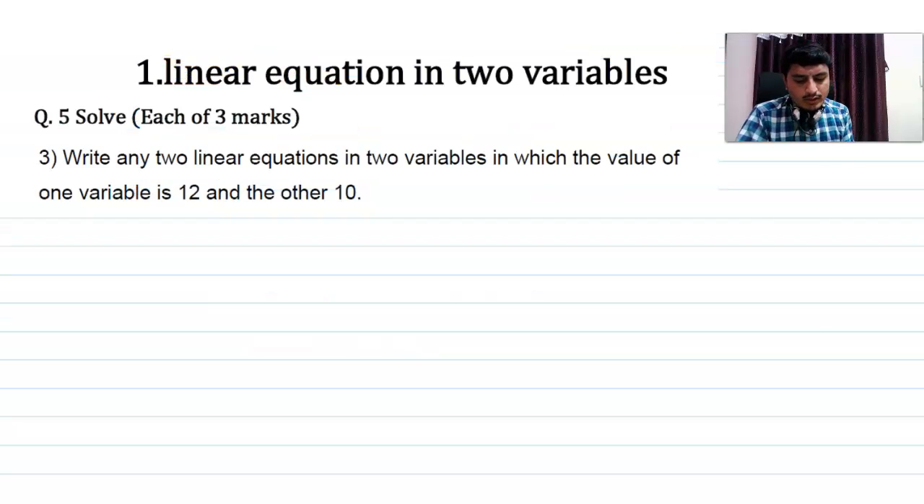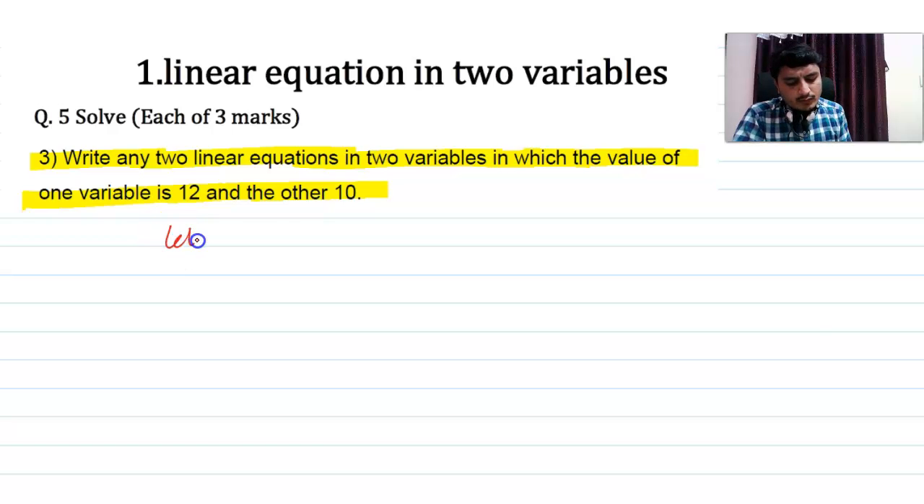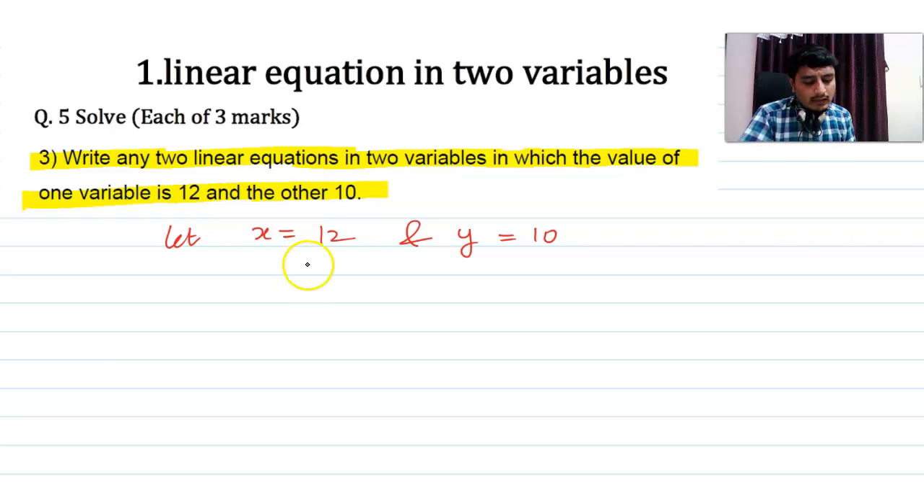Look at question number 3. Write any two linear equations in two variables in which the value of one variable is 12 and the other is 10. So let us assume that the first variable is x, whose value is 12, and the second variable is y, whose value is 10. Now let us form the numerical equations by using the numbers 12 and 10.